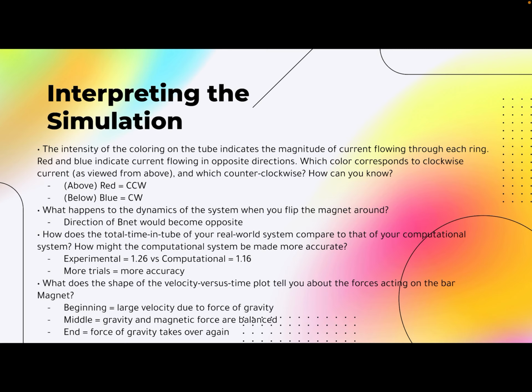And what does the shape of the velocity versus time plot tell you about the forces acting on the bar magnet? So as you can see in the beginning of the plot from the previous slide, there is a large velocity in the beginning, and this is due to the force of gravity being greater than the magnetic force. And then when we are in the middle, the two forces are even, which causes the slope of the graph to be 0, and which is why it flattens out. And then once the magnet starts to near the exit of the tube at the very end of the graph, the force of gravity takes over again, and that's why there's this sharp slope in velocity.